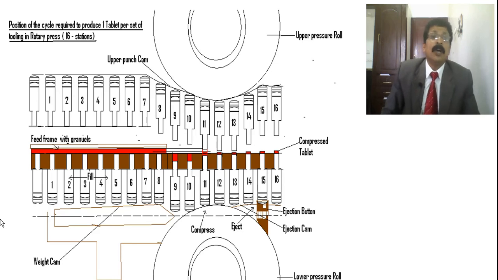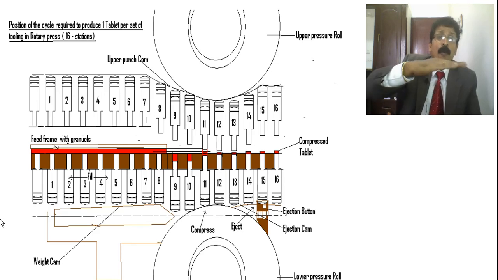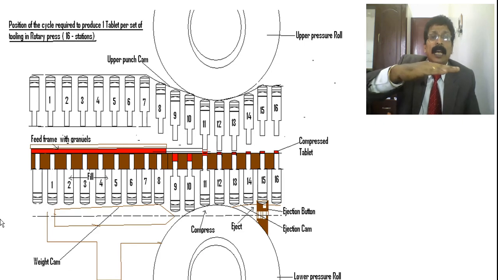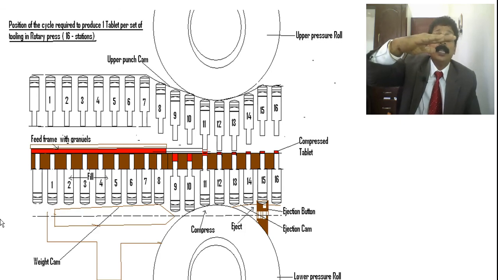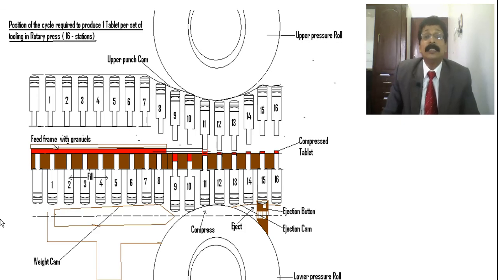You should know that the red color I made is the feed frame over the die, and you can see the movement. When the punch is at the top, there is no filling. At 9 and 10 you see the filling takes place, that is overfill, and correction will take place at 10. And at 11 you can see the compression, the lower punch movement and upper punch movement, which drops down with the pressure, and it is compressed.